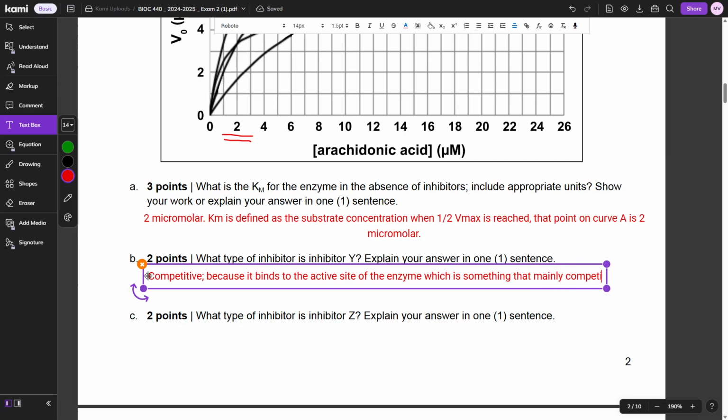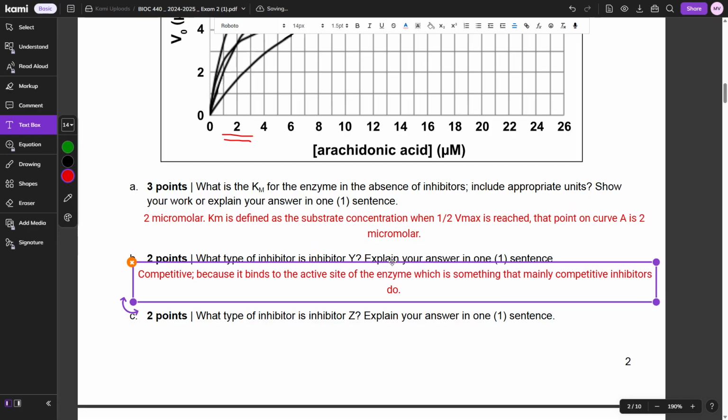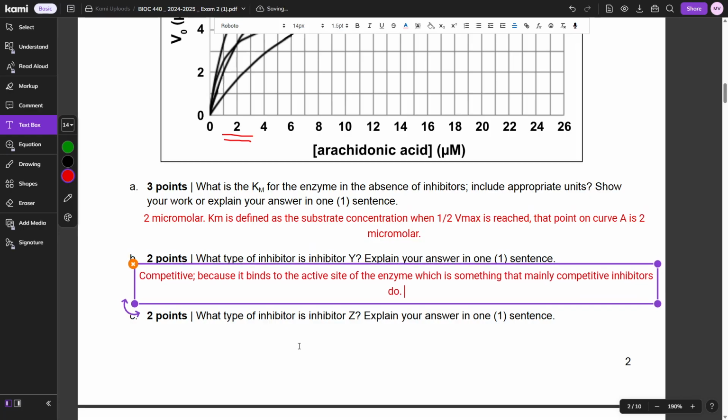That is something mainly competitive inhibitors do. There are cases of mixed inhibitors, right? I think you guys did talk a little bit about mixed inhibitors, but you generally are not tested on them because they're a little bit too complicated and they can do all sorts of wonky things. Also, if it was a mixed inhibitor, I would expect to see a change in Vmax as well. I need to see a change in both, but I just see a change in Km, right?